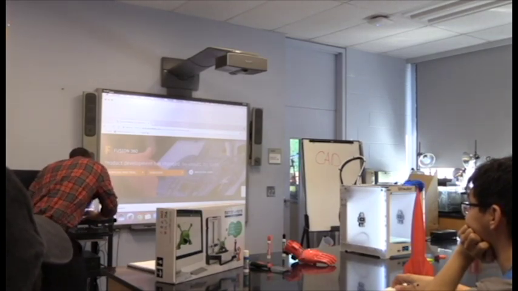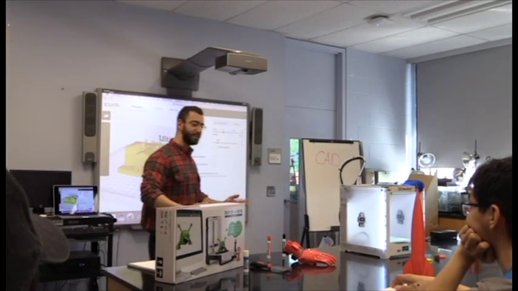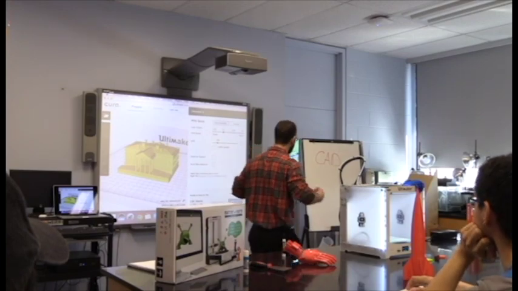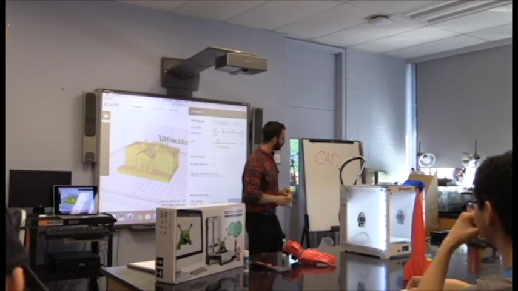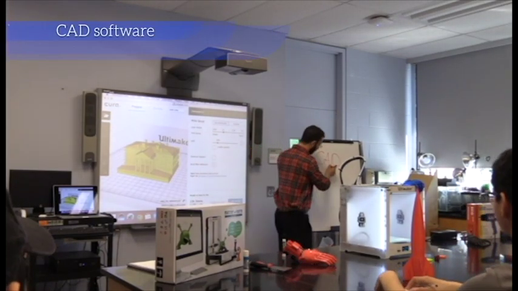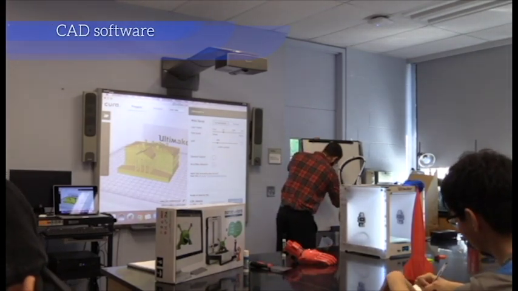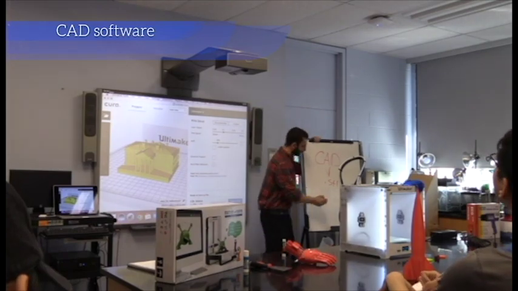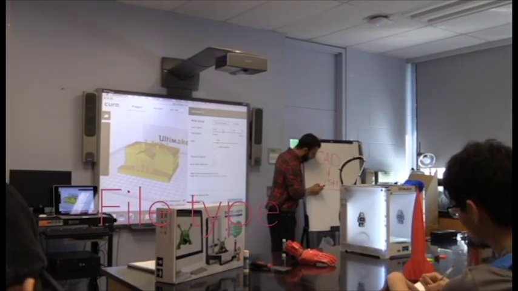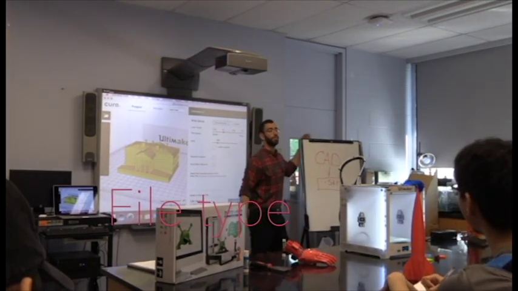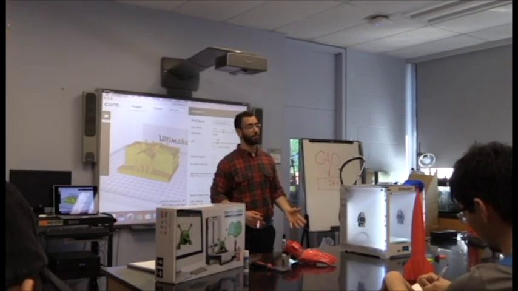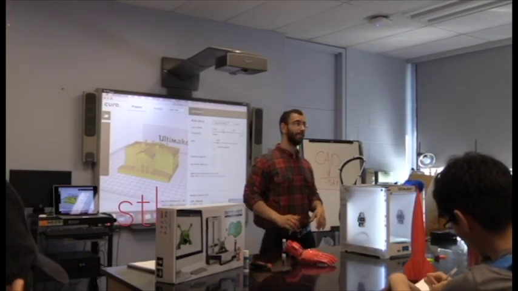Now, I keep saying model, file type. What do I mean by that? For you to be able to 3D print, you need to produce from a CAD software this file type, STL. Now, this is very important to know. This is the file type that you need to be able to 3D print, to go into a slicer.